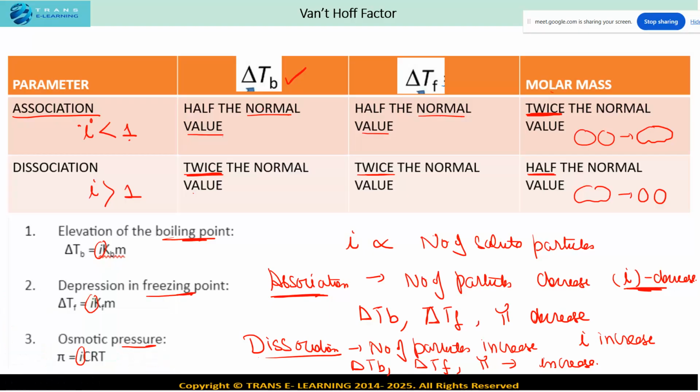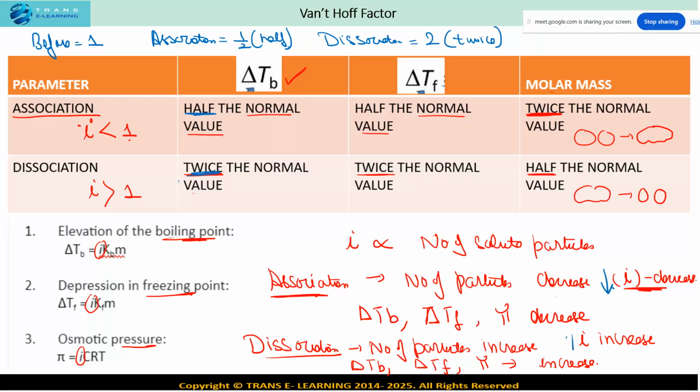Here I have taken the assumption that before, the number of particles was 1, and after dissociation it became twice. Is that clear? So that is why I am using the words half and twice. But generally you can consider that in the association, the number of particles decreases, the Van't Hoff factor will decrease, so the colligative properties will decrease. And in dissociation, the number of particles increases, so the Van't Hoff factor increases, so the colligative properties will increase.